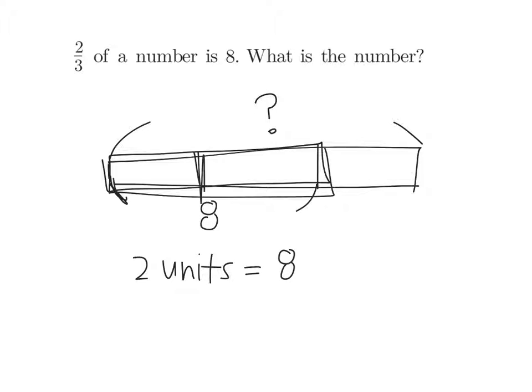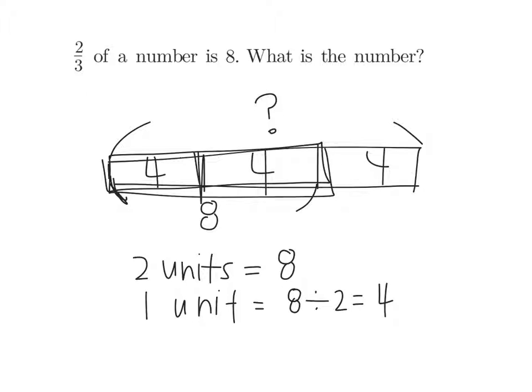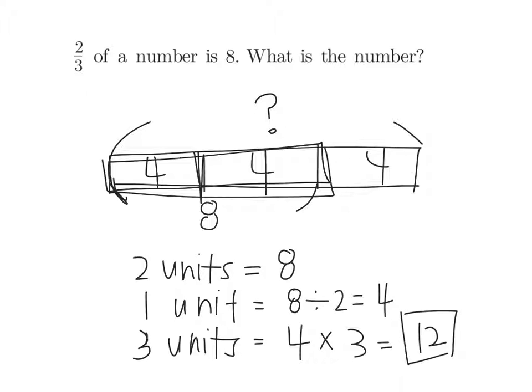So how can I find out what 1 unit is? I have to do 8 divided by, which is? Okay, so if I know that 1 unit, this is 4, another unit is 4, and this unit is also 4, does that help me find the entire number? How many units would I need to find the number? 3, so I can write 3 units equals 4 times 3, which is 12. So the number must be 12.